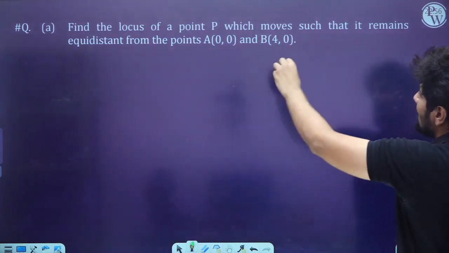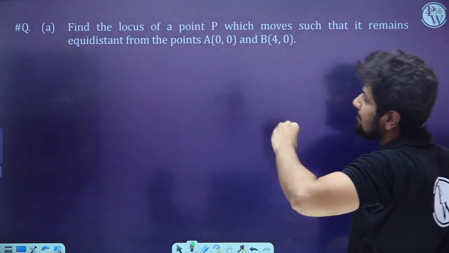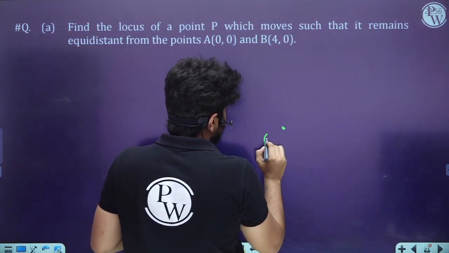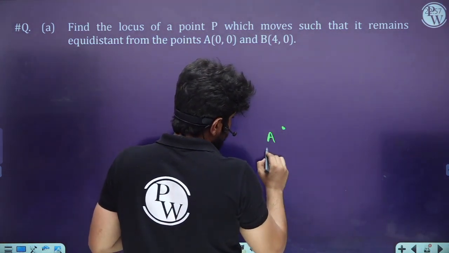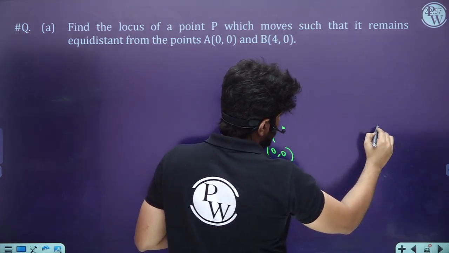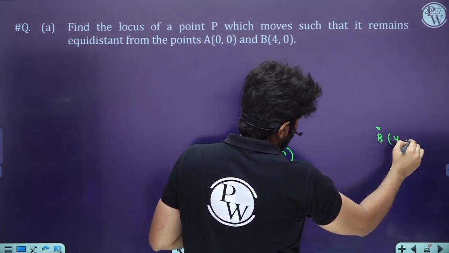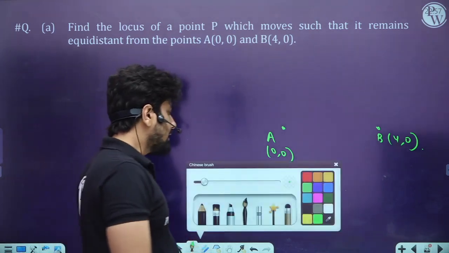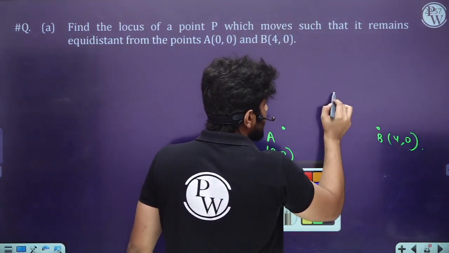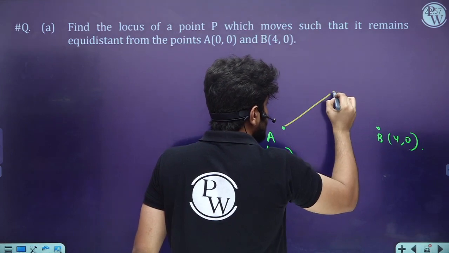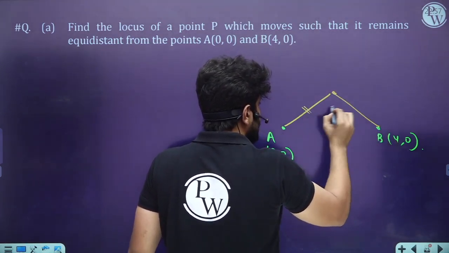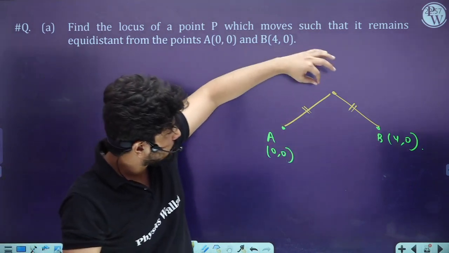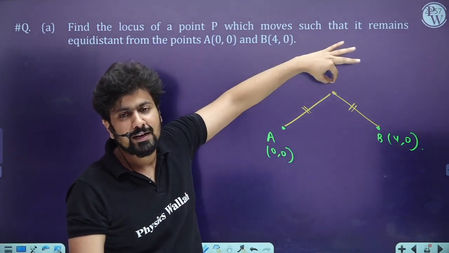Find the locus of a point P which moves such that it remains equidistant from two points. So the condition is given in the question. There's a point A 0, 0 and there's a point B 4, 0. We are looking to find the locus of a point which is at equal distance from these two points. So suppose this is the point I want to find the locus of.